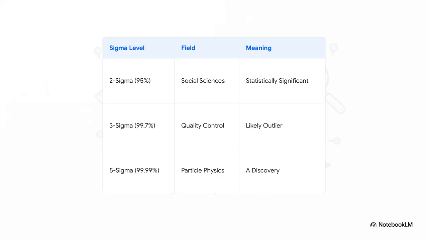And what's so cool is seeing how different fields have their own standards for what counts. In social sciences, hitting 2 sigma, that 95% mark, is often enough to be called statistically significant. In quality control, as we said, 3 sigma flags an outlier. But then you get to particle physics. To claim you've discovered a new particle, like the Higgs boson, you need to hit 5 sigma. That's a 1 in 1.7 million chance of being a fluke. The bar for rewriting physics textbooks is understandably really, really high.